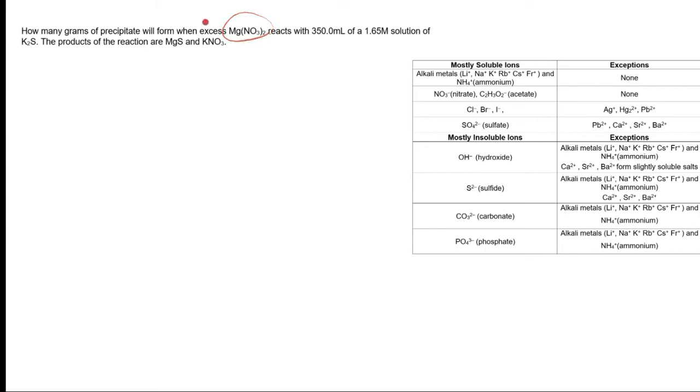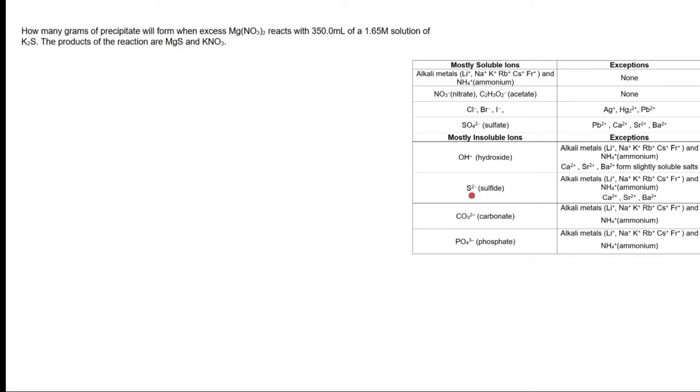Magnesium nitrate. We know that all the nitrates are soluble. So that means magnesium nitrate is soluble, as well as our potassium nitrate. What about our sulfides? We have potassium sulfide and we have magnesium sulfide. Well, I already know that potassium forms all soluble salts. There are no exceptions. So my potassium sulfide is going to be soluble. My magnesium sulfide, however, is not going to be soluble.